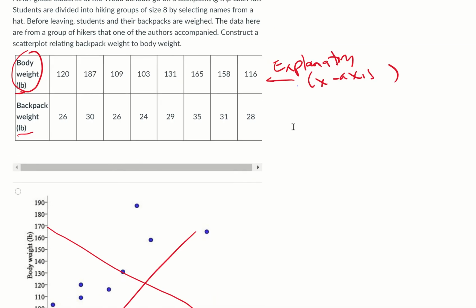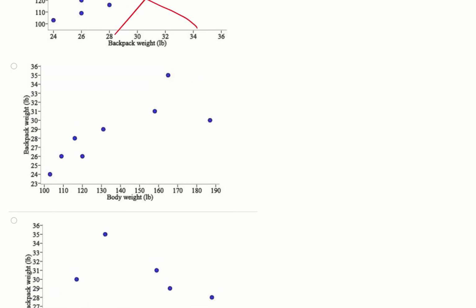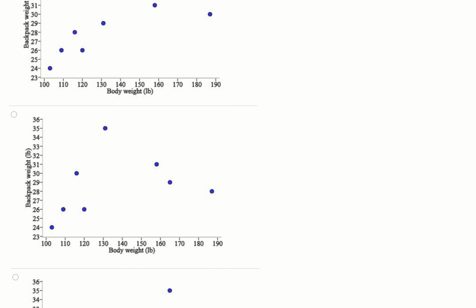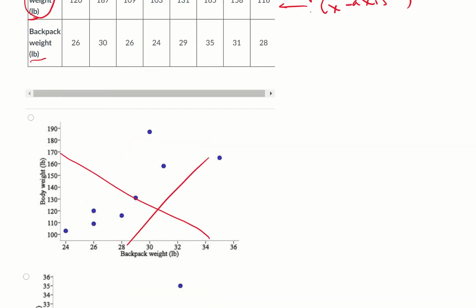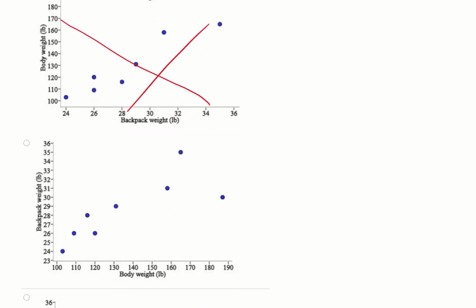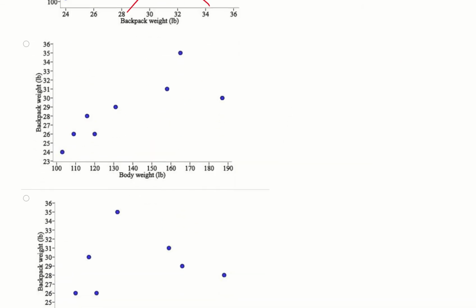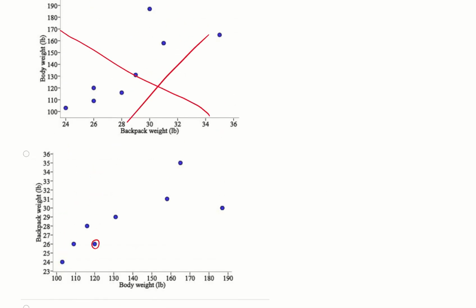So we know the backpack weight is on the y-axis, and it looks like here they went by ones starting at 23. Same here, they went by ones. So we got to see if the points make sense. So if this is x, this is y, then these are coordinates, right? 120, 26. So when x is 120, y is 26. So that point would make sense right there.